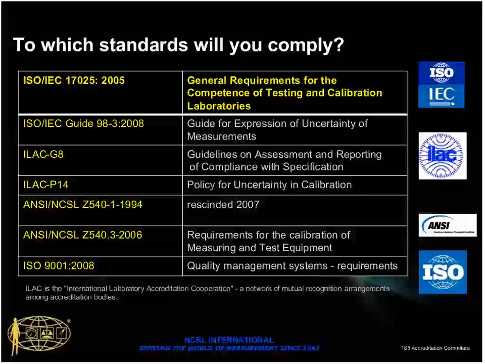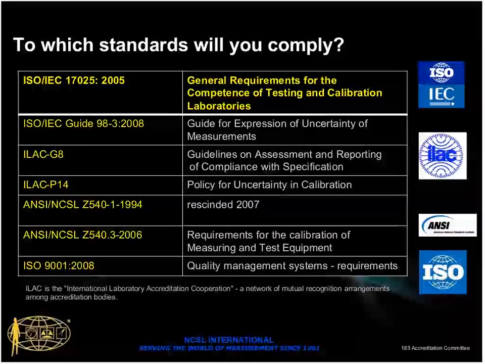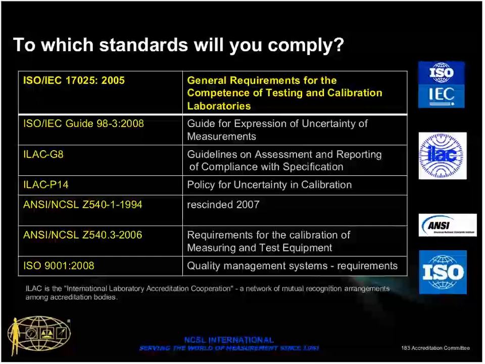The ILAC documents mentioned here, and ILAC is an international cooperation of accreditation bodies, have some guidance and some requirements documents, and there's one about the assessment and the reporting of compliance with specification. Very important if you're going to issue a pass-fail statement. And the ILAC policy on uncertainties. So those, combined with having a management system, the requirements of which in 17025 are broadly the same as in ISO 9000, you can be sure that the laboratory you've chosen is capable of getting the right results.